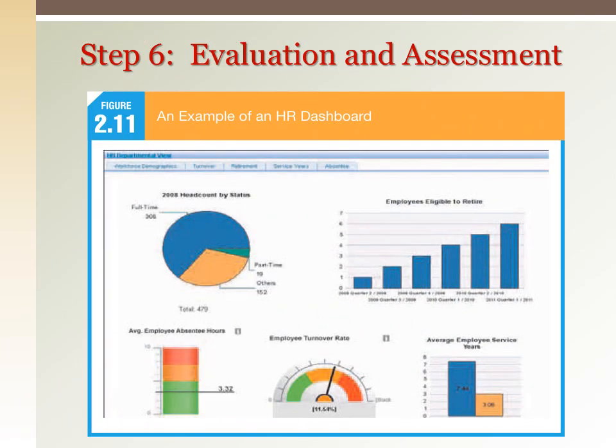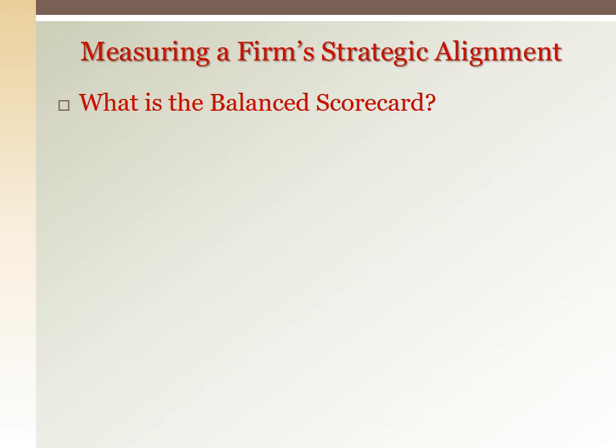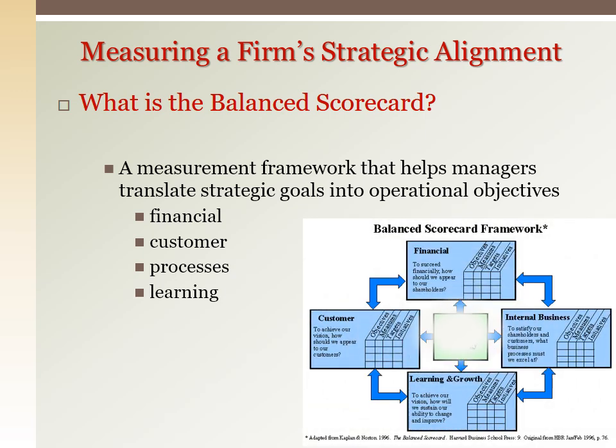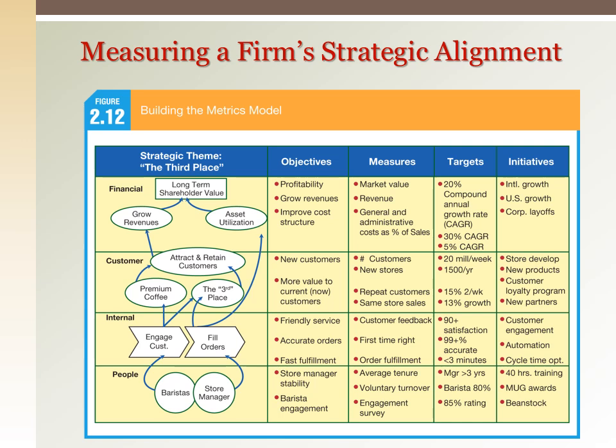As you can see here from this chart, there are a lot of different graphs and charts that companies use to try to indicate their productivity, how well they're doing in relation to their forecasting, and etc. Many companies today are using what's called the Balanced Scorecard. It's a measurement framework that helps managers translate strategic goals into operational objectives, looking at financial considerations, looking at the customer, taking a strong look at your processes to see if they're efficient and effective and productive, and what is the learning and growth of the organization. Measuring a firm's strategic alignment is very important: build the metrics that reflect where your company is going and what it wants to accomplish, and then match your strategy with those goals.